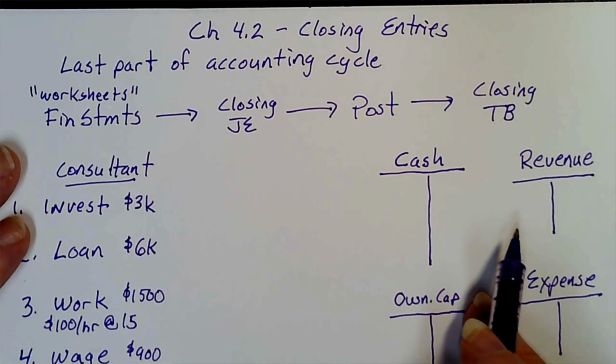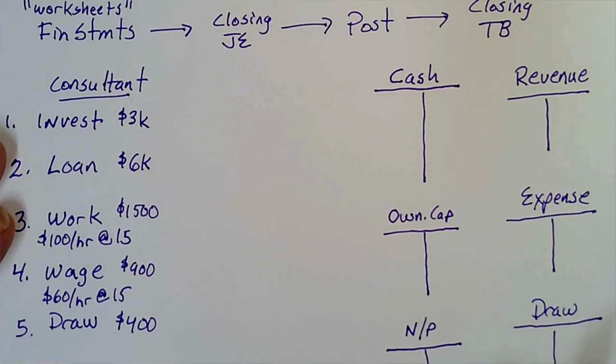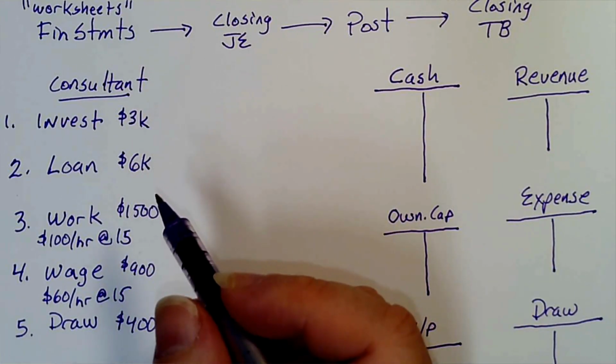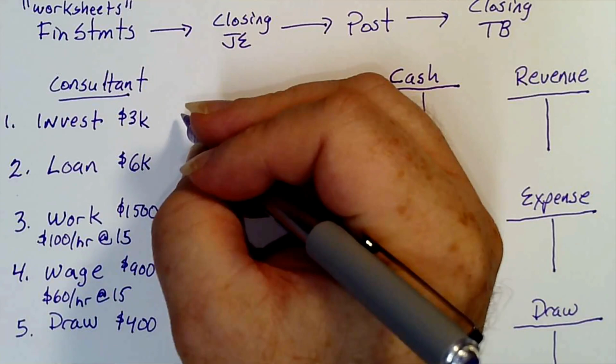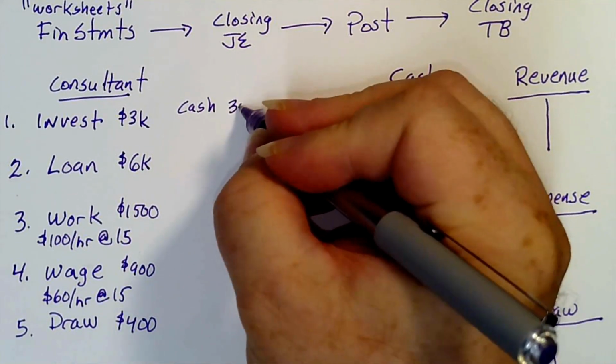Now, in order to do that, I've got a very basic example to help us see what the closing journal entries do and why we do them. So let's take our situation. We're a consultant. Maybe this is our side gig. We have another job, but we've decided to have a little home office or something like that. So we've decided to open the business, and we're going to put $3,000 of our own money into this business. So we invest $3,000, of which the journal entry would look like this, 3,000.